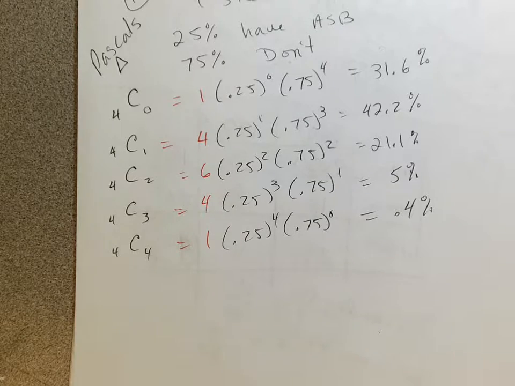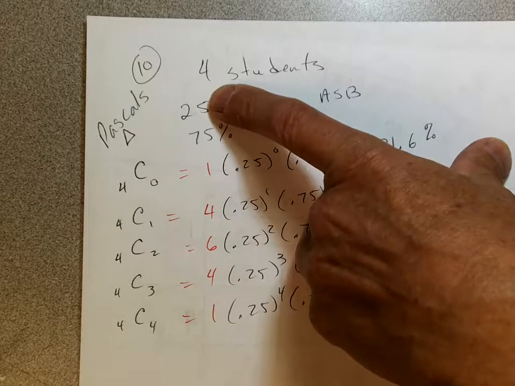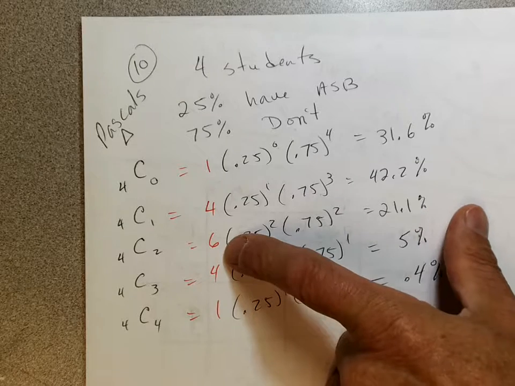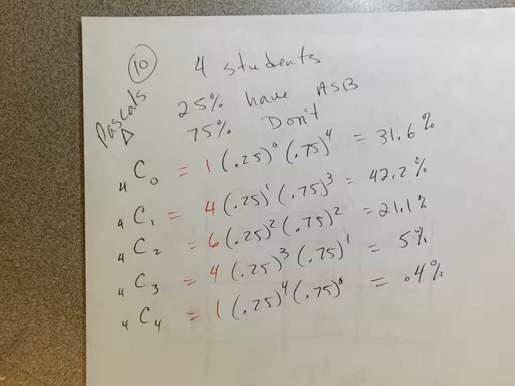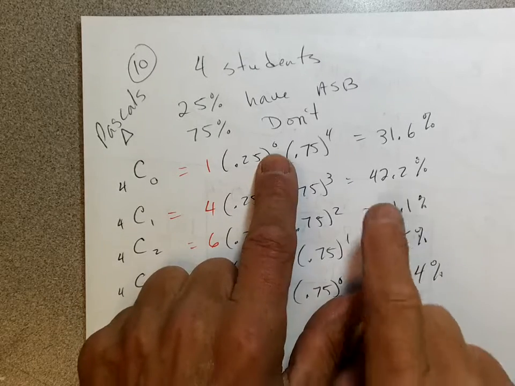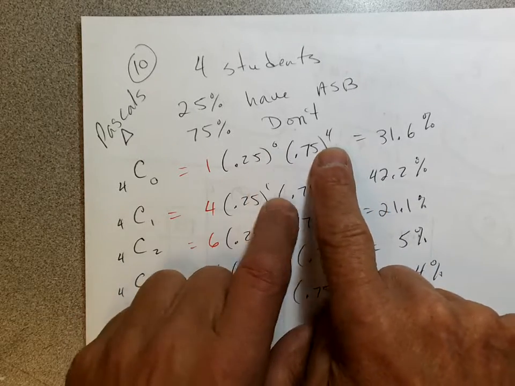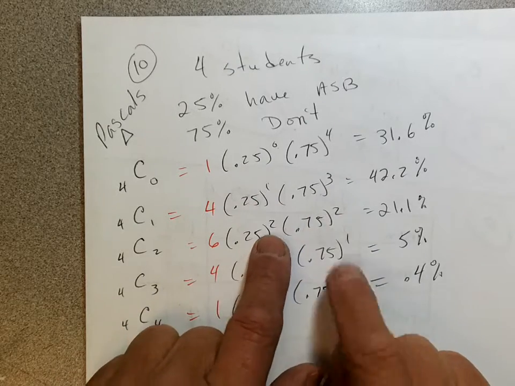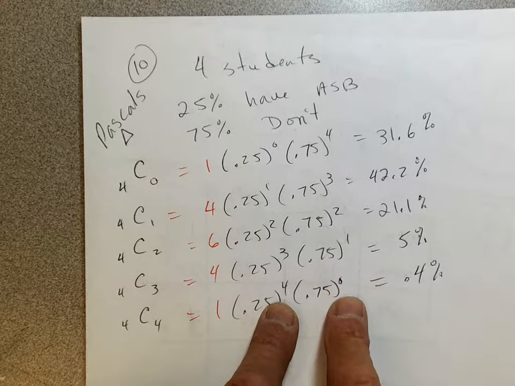Since we're only going to ask 4 students, the first thing we're going to do is go to Pascal's triangle and find the 4th row, because this tells me all the different ways I can ask kids. It's the number 4 that's important. I could have 0 kids that have an ASB and 4 that don't. I could have 1 kid that has an ASB and 3 that don't. 2, 2, 3, 1, 4, 0. You with me on the exponents?